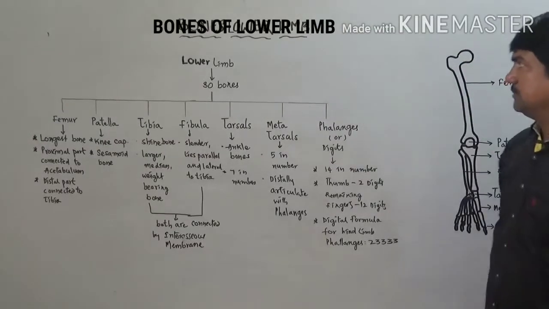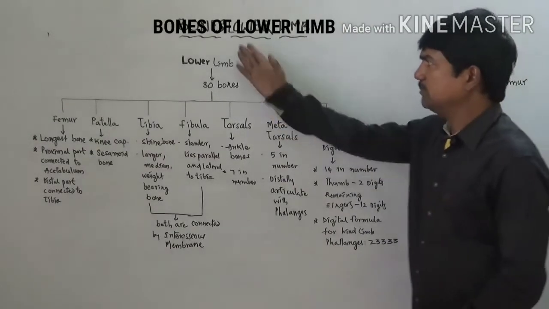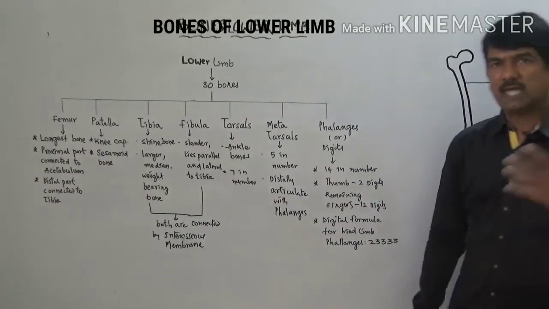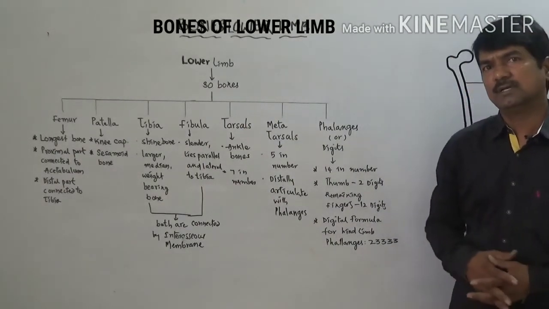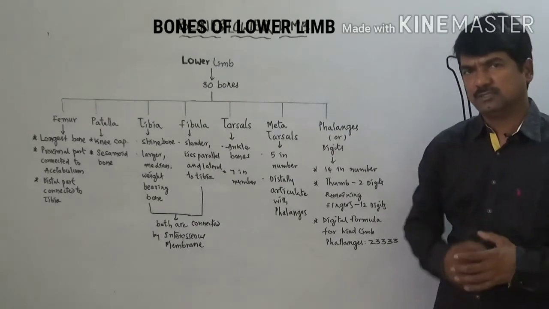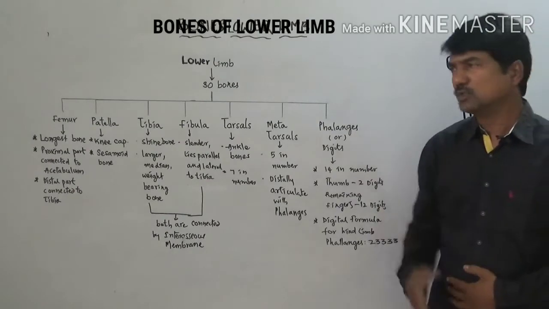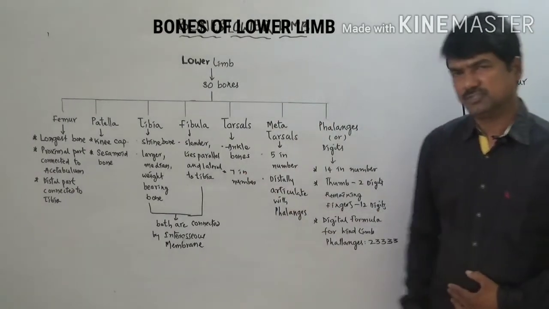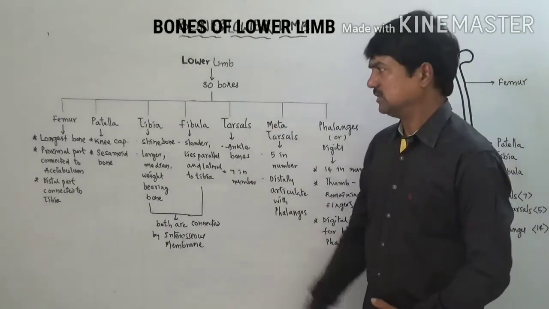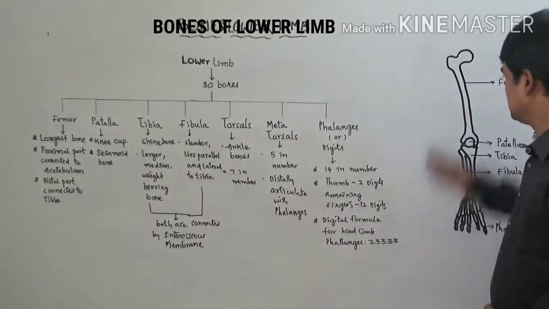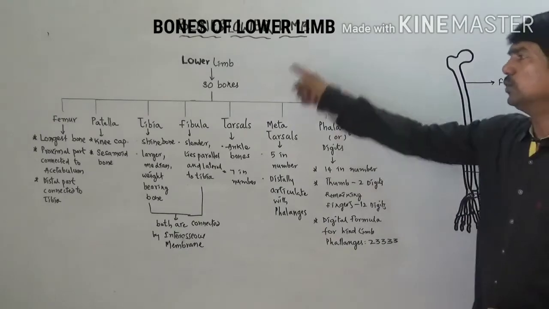Bones of lower limb. The lower limb is composed of 30 bones. As we explained for the forelimb, the forelimb is also formed with 30 bones. And when we come to the lower limb, which is also known as the leg, that is also composed of 30 bones. So what are the bones present in the leg or lower limb?